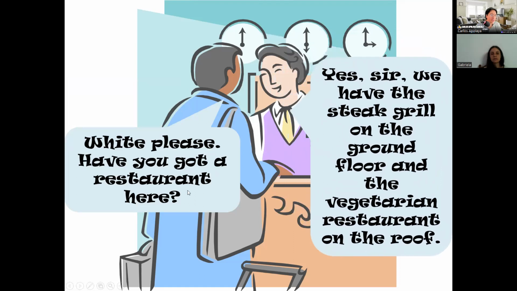Have you got a restaurant here? Yes, sir. We have a steak grill on the ground floor and the vegetarian restaurant on the roof. On the ground? On the roof. On the ground could be en el primer piso. On the ground. They don't say on the first floor. They say on the ground.